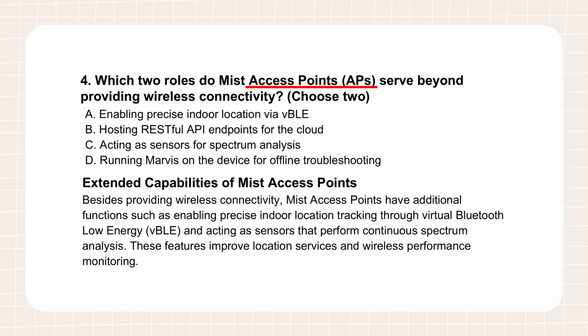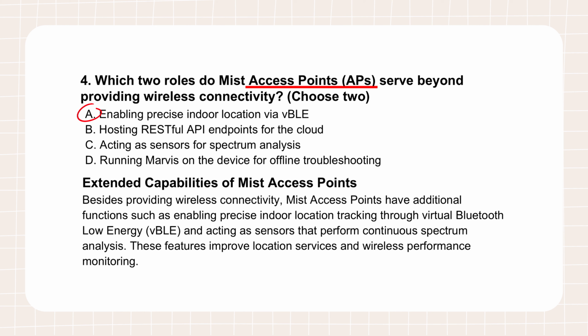This is where it gets really interesting, actually. Mist APs do way more than just broadcast Wi-Fi. They play two other really crucial roles. Huh, like what? First, they act as sensors, sophisticated sensors for indoor location tracking. They use virtual Bluetooth Low Energy, vBLE. Virtual BLE, so not separate beacons. Exactly. They use the existing AP hardware to create virtual beacons.